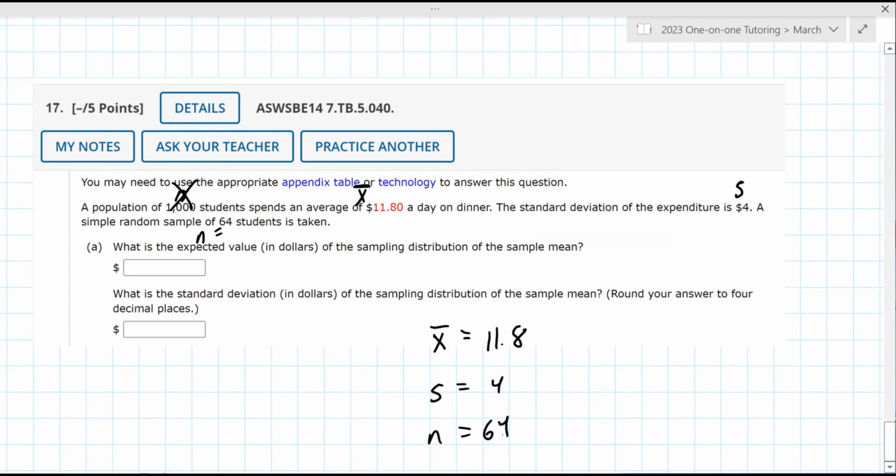All right, so it's always good to label those values and extract them from the actual problem, because there's a lot going on. All right, part A, what is the expected value of the sampling distribution of the sample mean? It's a really complicated way of asking for the X bar. That's it. There's nothing else that it's asking for.